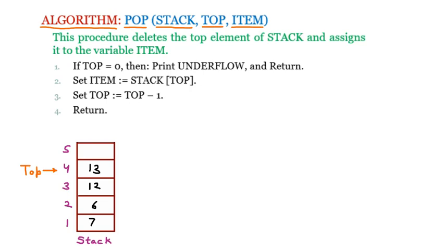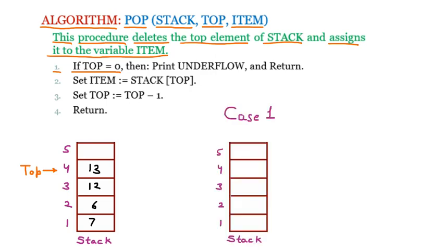Now we are going to see the algorithm. This procedure deletes the top element. That means whichever element is on top will be deleted from the stack and assigned to the variable item. If I delete the top element, which is 13, then item will have the value 13. First of all, we go to line 1, and it says if top is equal to 0. To understand this, I am taking case 1.